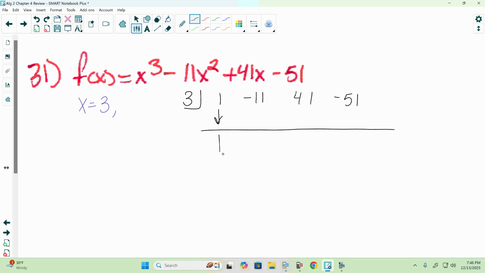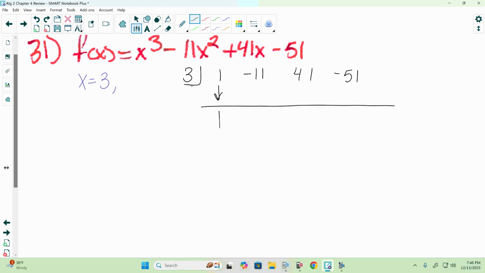So I'm going to set up the synthetic division. We're going to do it with 3, and then solve the quadratic that we have remaining. Now, once we have it set up, we're going to do 3 times 1, which is 3. 11 plus 3 is going to give us negative 8. 3 times negative 8 is negative 24. 41 plus negative 24 is going to be 17.